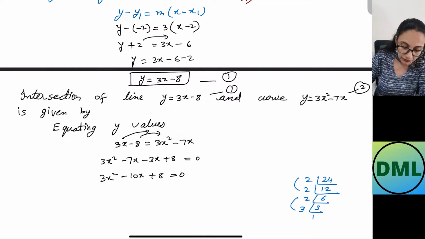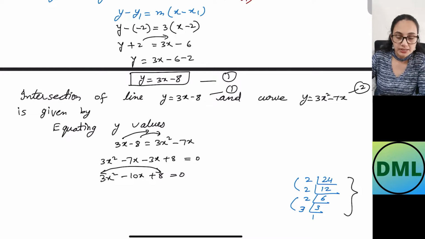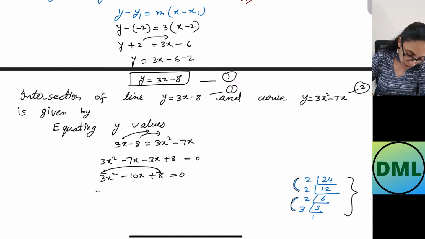Now I need to factorize this. If I multiply a and c, it will be 24. The factors here are 2, 2, 2 and 3. Now I need to take the combination in such a way that I should get 10. So I pick 3 times 2, which gives me 6, and 2 times 2, which gives me 4. So it will be written as 3x squared minus 6x minus 4x plus 8 is equal to 0.